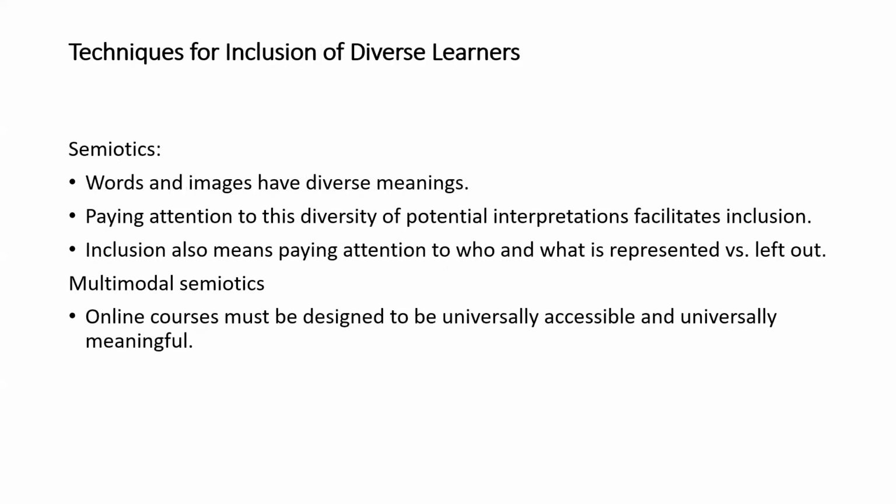Okay, and the last adult learning principle that I want to go over is the concept of inclusion and diversity. Inclusion refers to designing a course that will welcome and be accessible to all learners. Diversity refers to the varied personal and learning backgrounds that learners bring to a course. So to include diverse learners in an online course, we recommend that professors pay attention to semiotics.